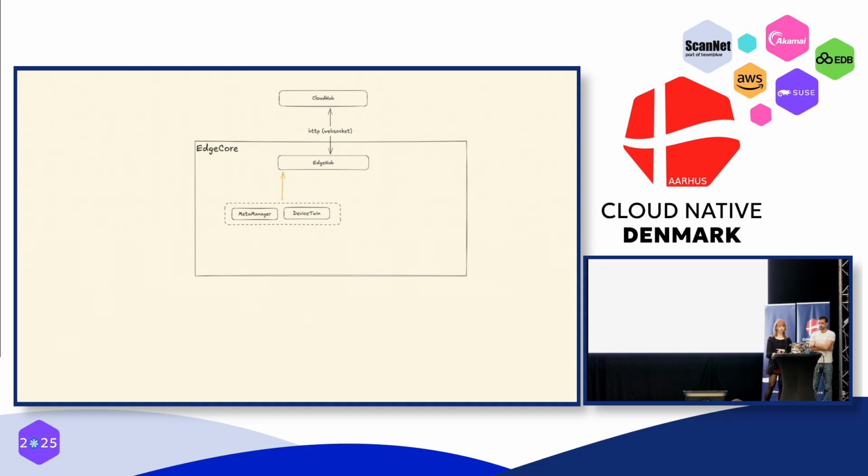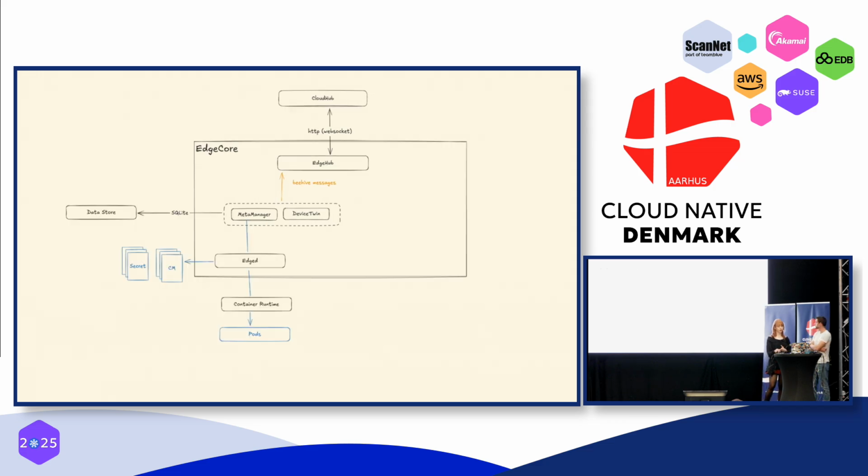You can see here two important modules that work with the local state. The first one is the meta manager. This is a cache and message processor. This stores data like pod state or config map contents and so on in a local database. This is a lightweight SQLite database. And this is so that your Edge node can still function when it's offline.